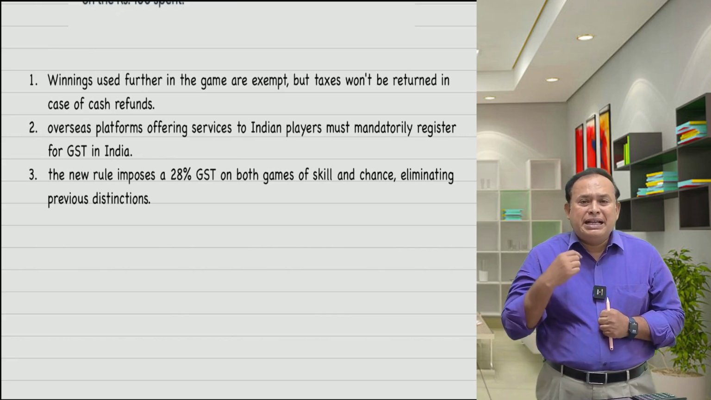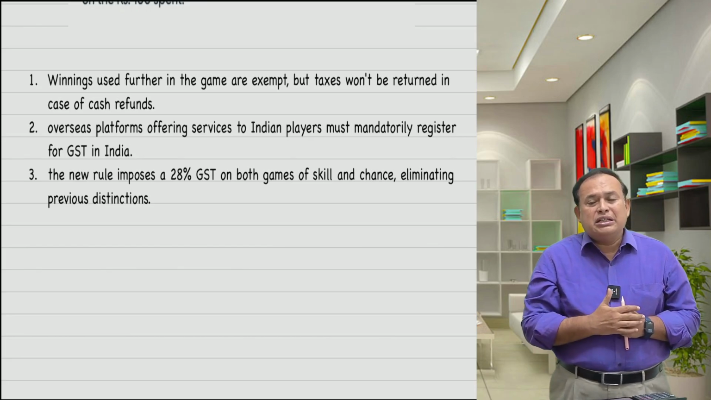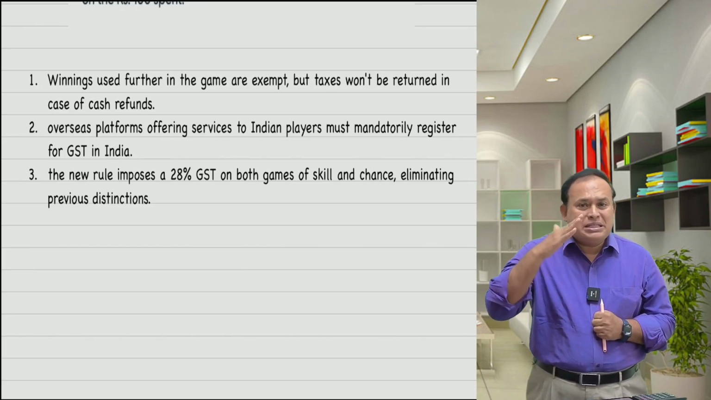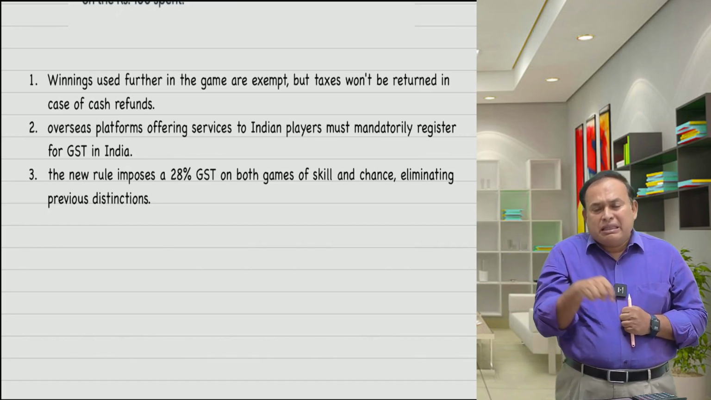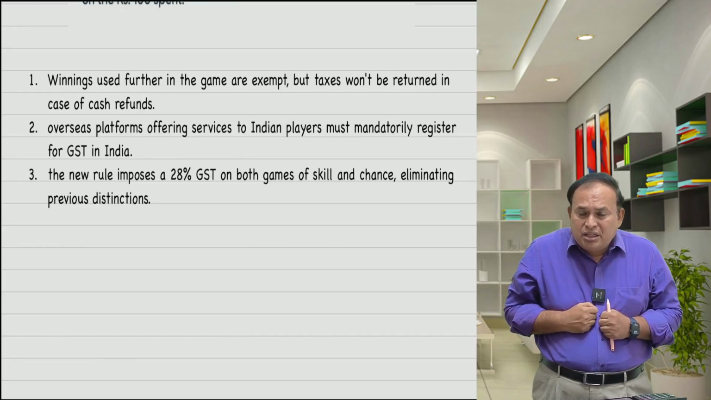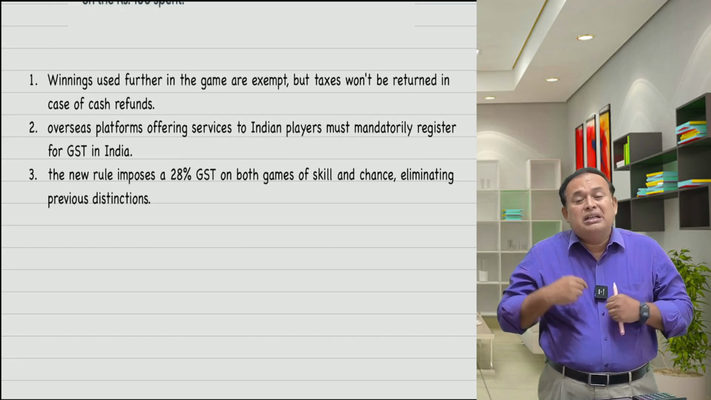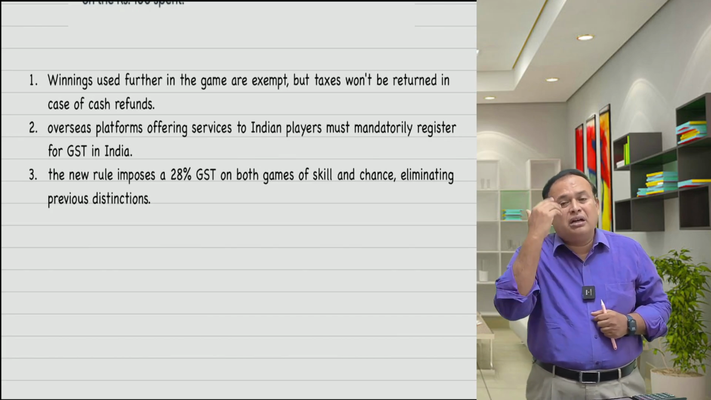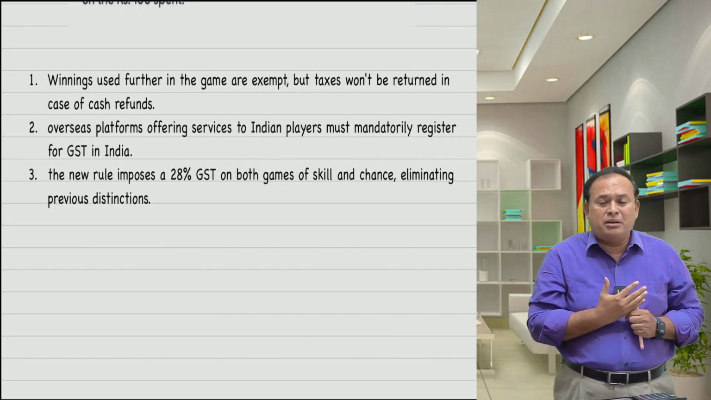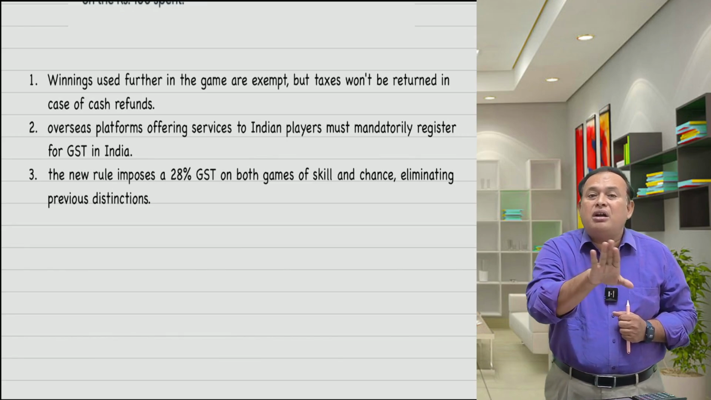That means his bet is 100 rupees, but he won a total of 350. 100 rupees is his bet amount, and 250 is the prize winning money. That winner of the prize, 350 rupees, subsequently bets again in the same casino or maybe online money gaming. Reinvestment of the amount is not going to attract the GST.